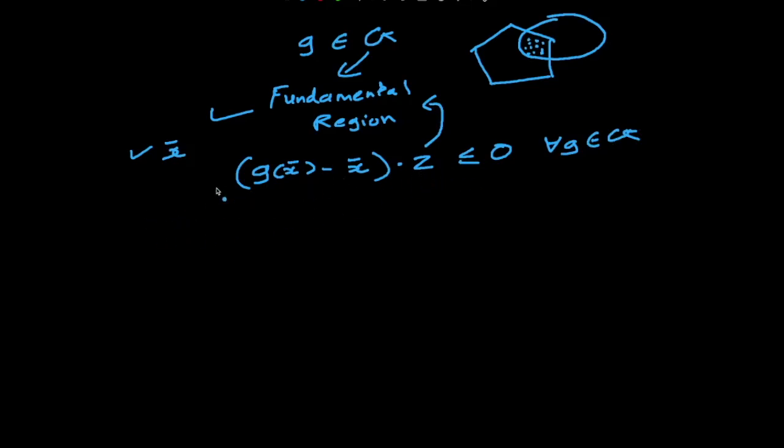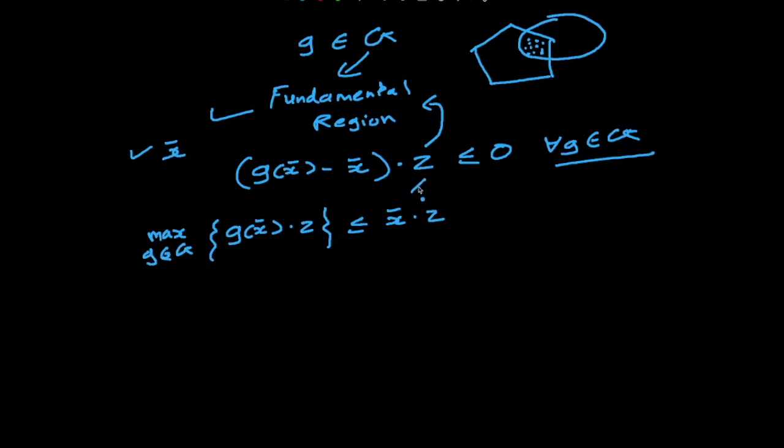Now we can basically write it in a different way. Let me write it as g of x bar dot z is less than or equal to x bar dot z, and this has to be true for all g. Instead of writing it like this, I'll say take the maximum of all of this over all g belonging to G. This is the same way of writing this thing; these two are equivalent.